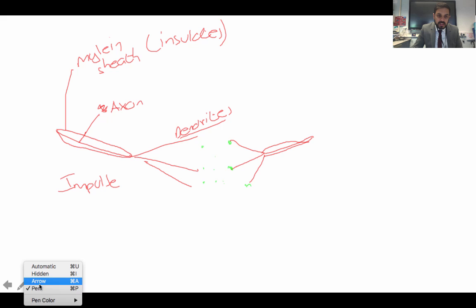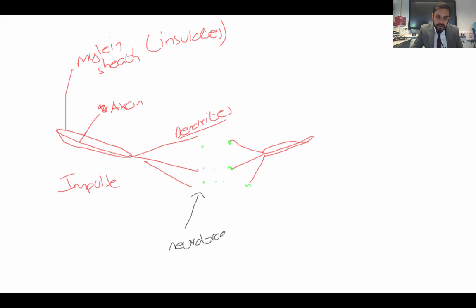So change that again. Let's go to black. So these are called neurotransmitters. I don't even know if there's two T's in there. Doesn't matter. Transmitters. So neurotransmitters go across and they attach to receptors. And what does that then do? It sends the impulse. So the impulse then carries on.